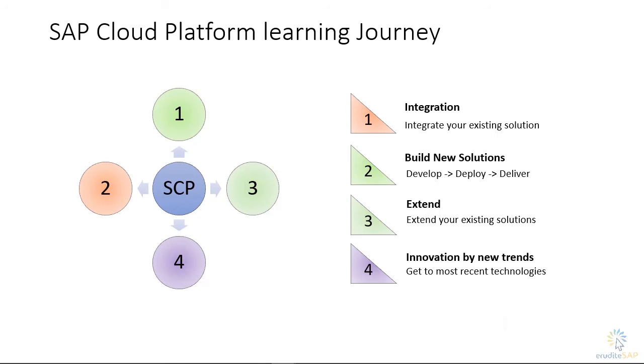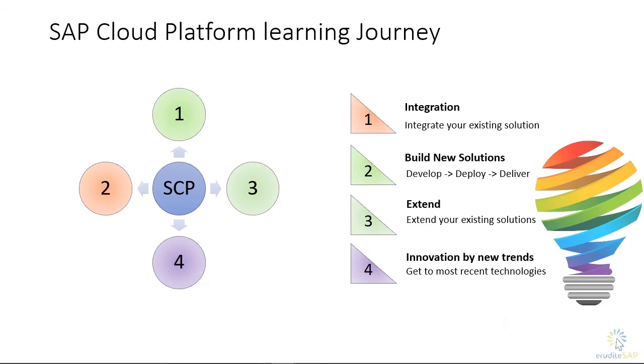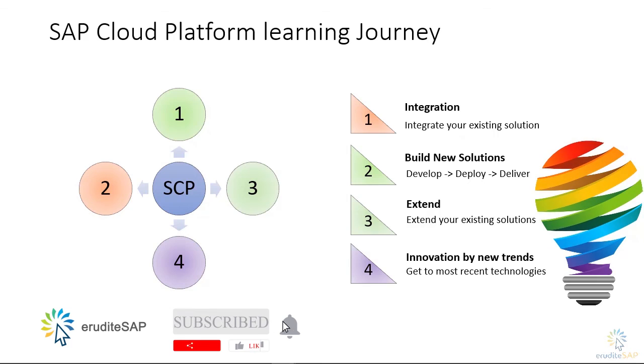The last learning track is innovation by using new trends. It means creating innovative applications using new technologies like machine learning, artificial intelligence, chatbots, or many more. As of now, most of the companies are going on this path and trying new things on SAP Cloud.